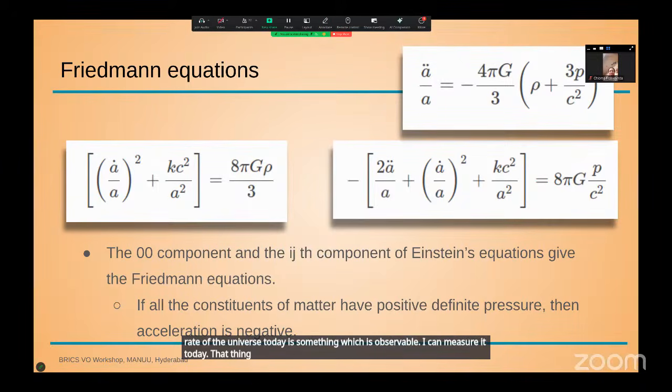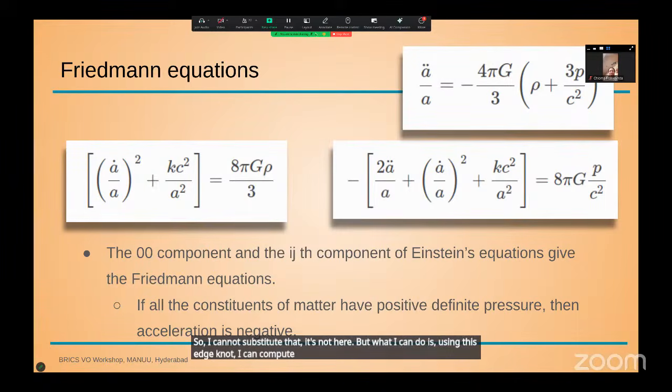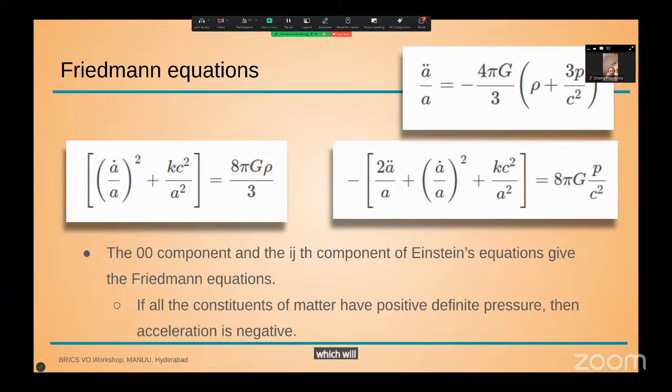That thing is called the Hubble constant. But this is the general A dot over A at any point of time, so I cannot substitute that H naught here. But what I can do is, using this H naught, I can compute a density which will tell me what is the geometry of the universe. So let's try to understand how.